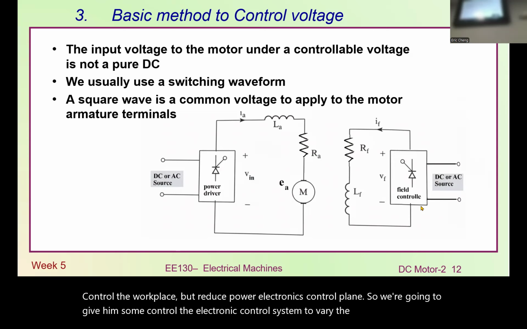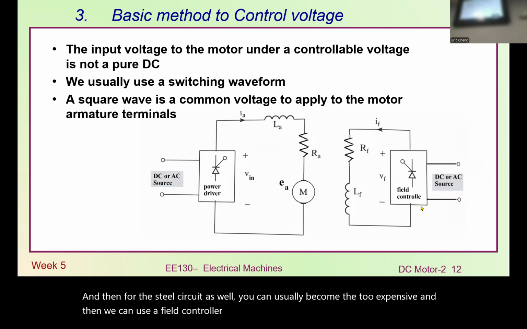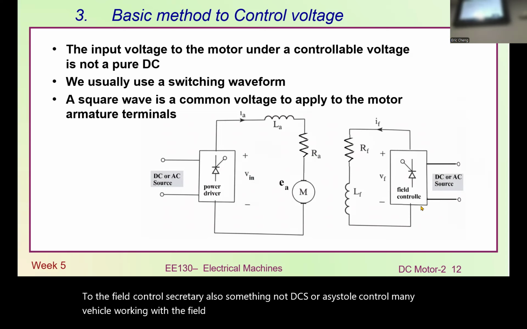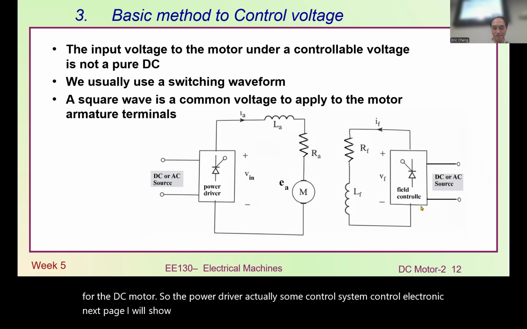And then for the field circuit as well, usually we don't use a DM, it's too expensive, and you can use a field controller to control the field to the motor. So the field control circuitry is also something for DC, we control variable voltage with the field. So that's basically how the representative circuitry looks for the DC motor. The power driver is actually a control system, control electronics. Next page, I will show you how they look.